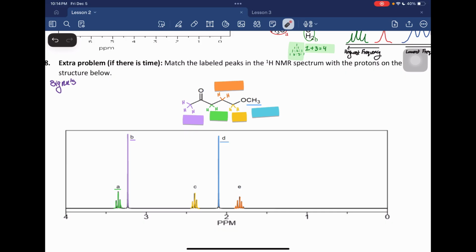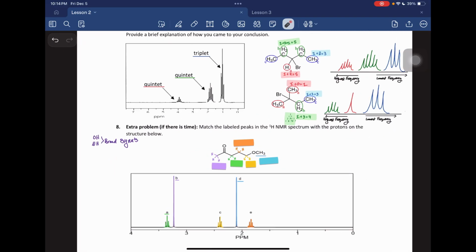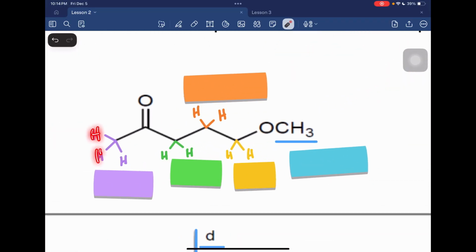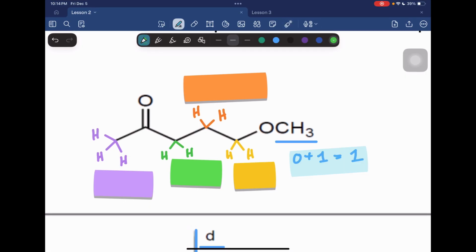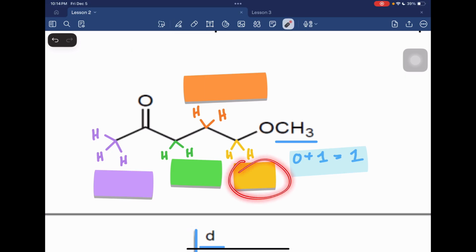Like, it really isn't. First, just draw in your hydrogens. All the hydrogens, we're going to find out what the neighborings are. This, because it's attached to an OCH3, is hindered. There's no neighbors. So this is just going to be a 1 plus 0, which is going to be a singlet. This next one, 2 hydrogens attached to it. The oxygen is there, so it's going to only have these as its neighbors. So that's going to be 1 plus 2, which is 3, a triplet.